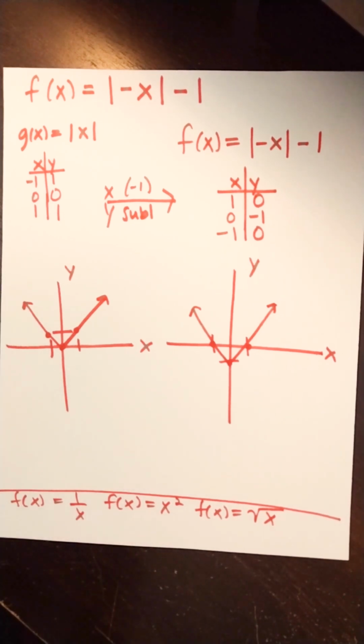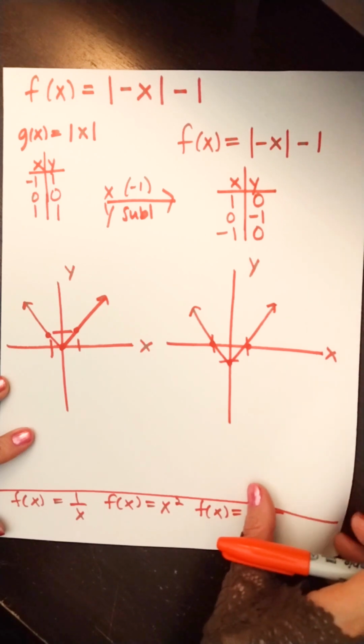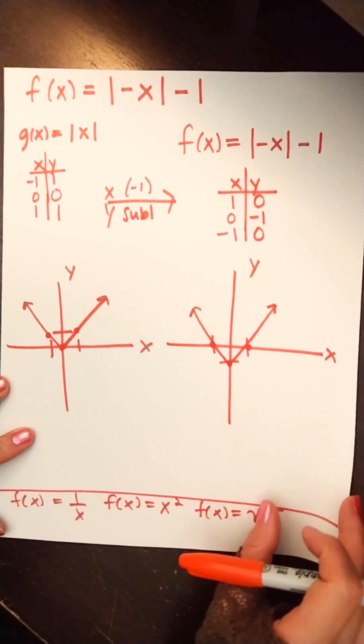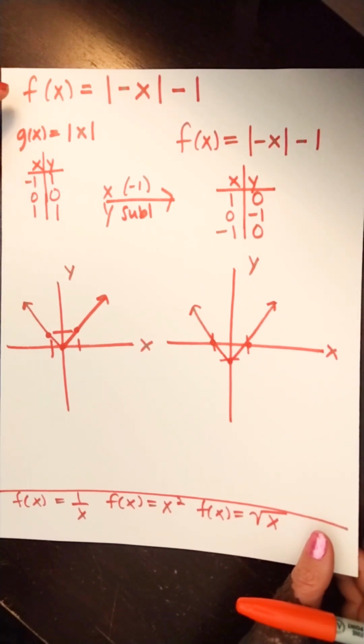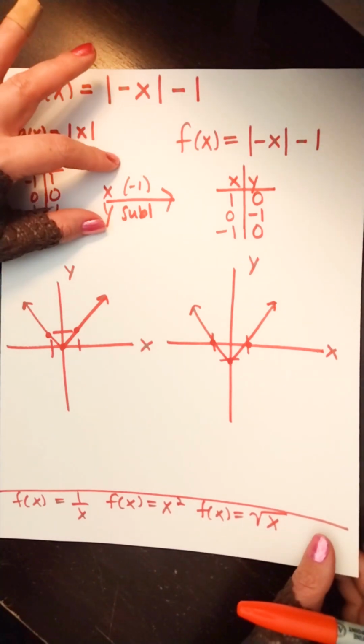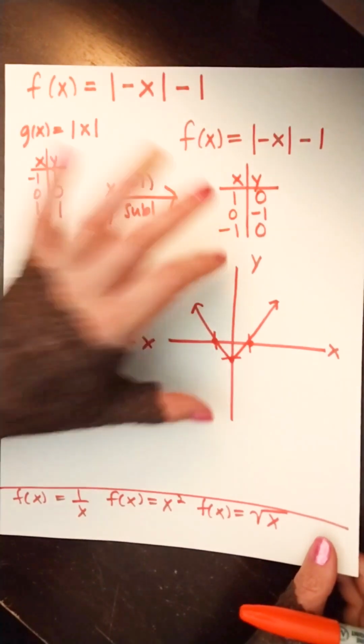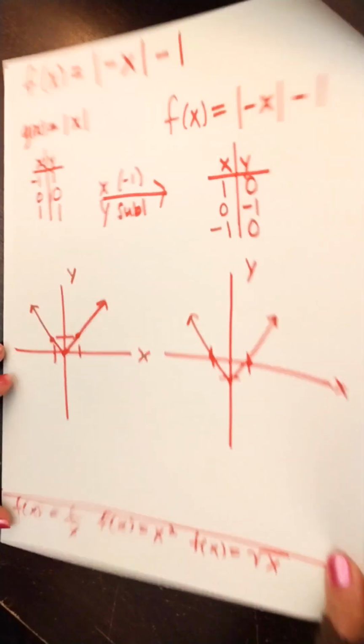And that's it. That's all you do. You just identify your starting function and some key points, the transformations, do the arithmetic, and plot your points. Okay, let's do another one.